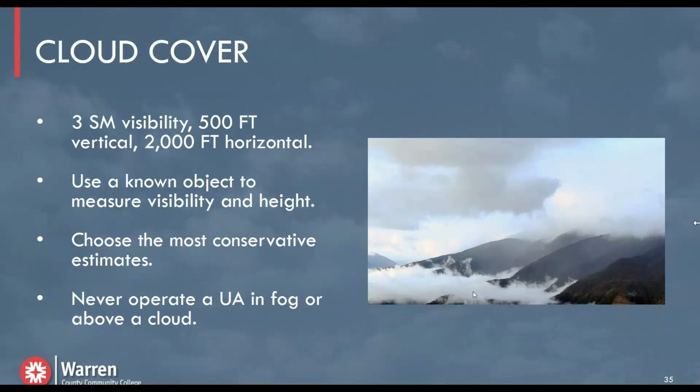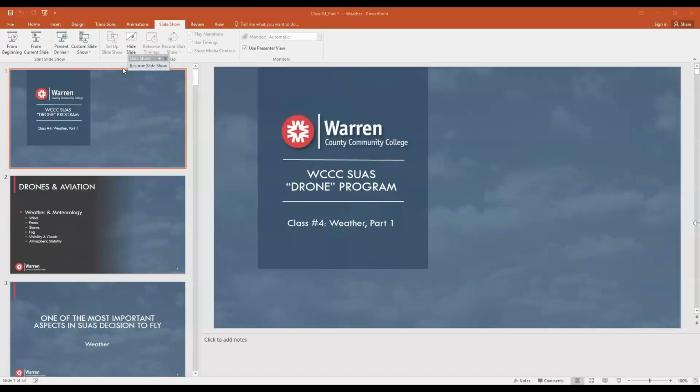So there can't be clouds below you ever. And you have to maintain that 500 feet this way and 2,000 feet this way. There might be 3 statute miles visibility, but the other restrictions are going to be there for you.